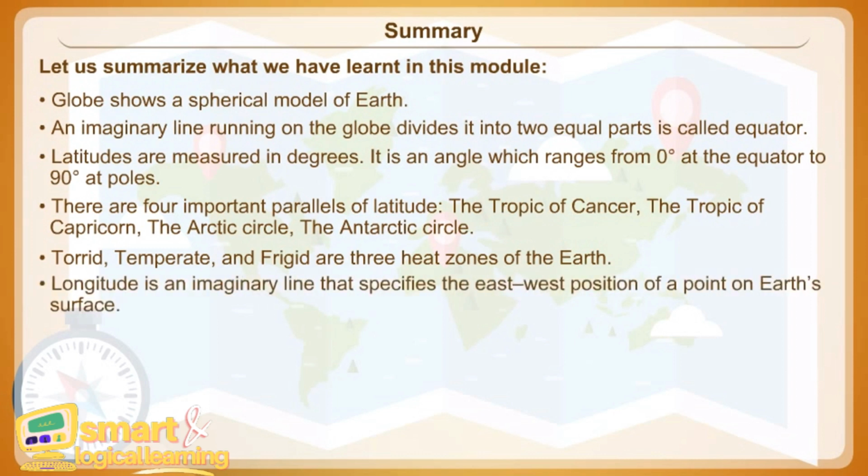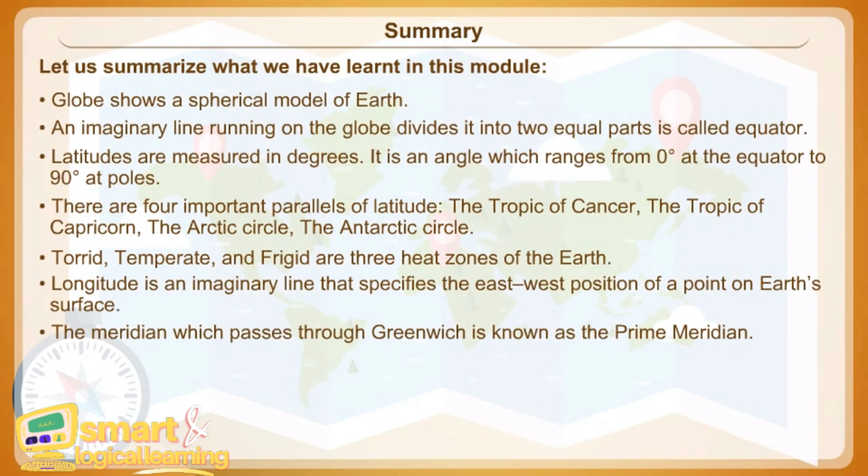Longitude is an imaginary line that specifies the east-west position of a point on Earth's surface. The meridian which passes through Greenwich is known as the prime meridian.